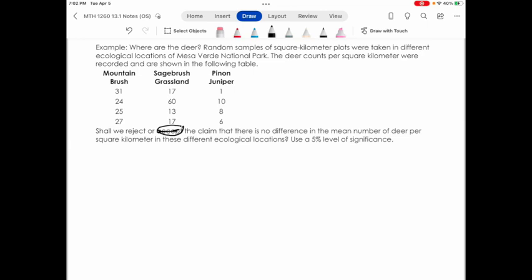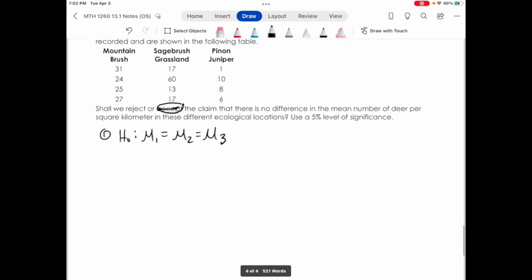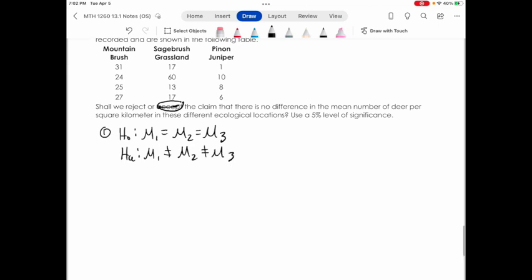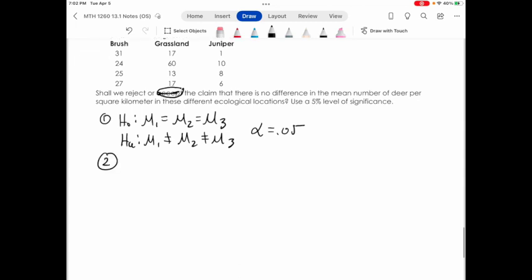So this is definitely going to be an ANOVA because we have more than 2 means that we're comparing. We have 3 of them here. So when we set up our hypothesis, we're going to have mu1 is equal to mu2 is equal to mu3. For the alternative hypothesis, you can say in words at least one mean is different, or you can just write it like this. Our alpha level, again, is 0.05.